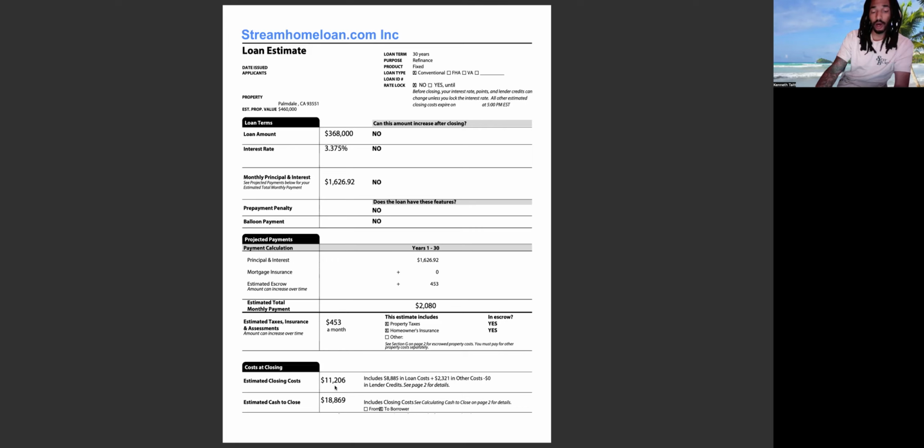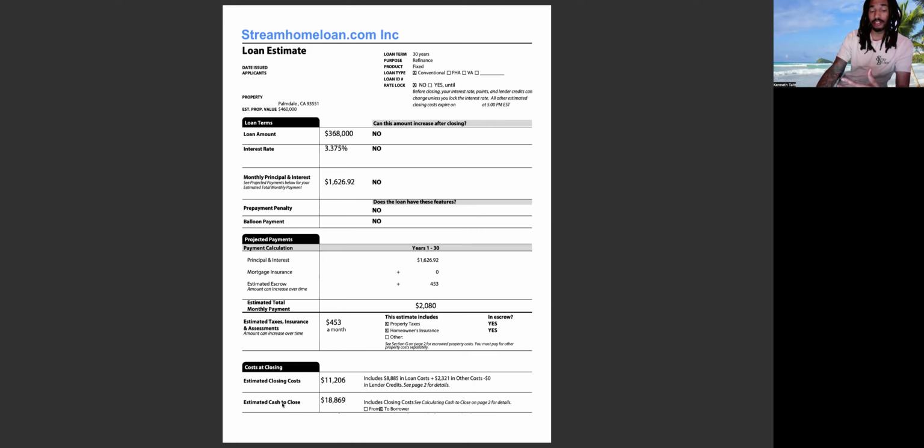Okay, total closing costs in this scenario, $11,206, includes $88.85 of loan costs plus $23.21 in other costs, which are going to be like your prepaid taxes and insurance and your government recording fees, but that gets broken down on page 2. And then here, estimated cash to close.